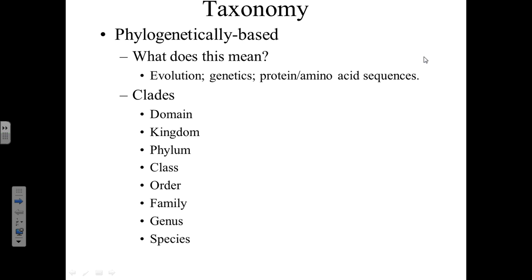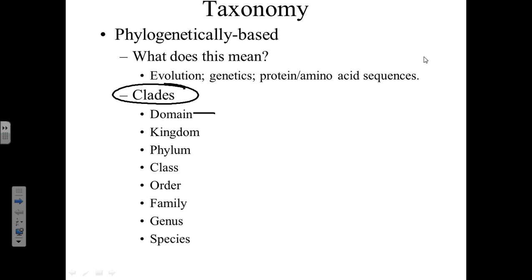And we talked about how the system that we're using today is phylogenetically based, which means it's based on evolution and genetics. When two things are in the same group, it means they're related through genetics and evolution. All the different subgroups are called clades, and we've got several of those. The biggest clade is the domain.